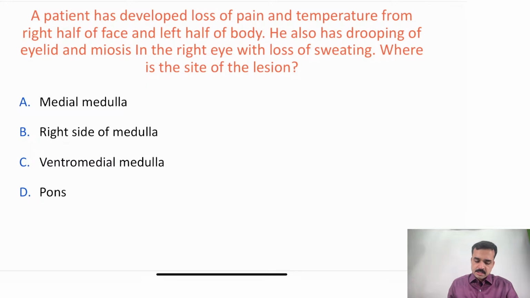Horner syndrome. Where's the site of the lesion? Since it's the right side, okay, right side loss of pain and temperature, that means the lesion must be in the right side of the medulla. Okay.